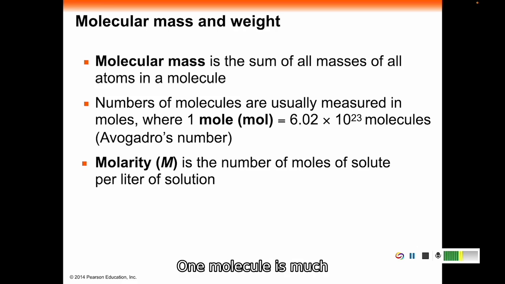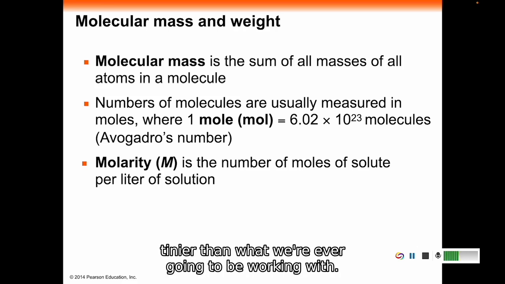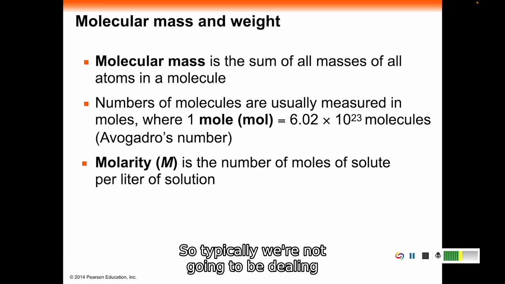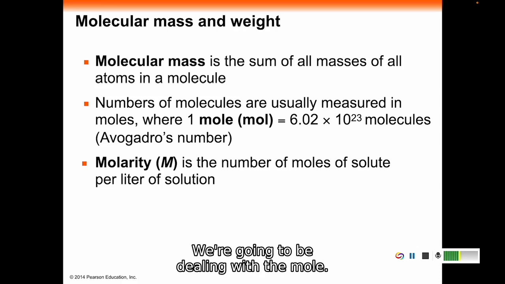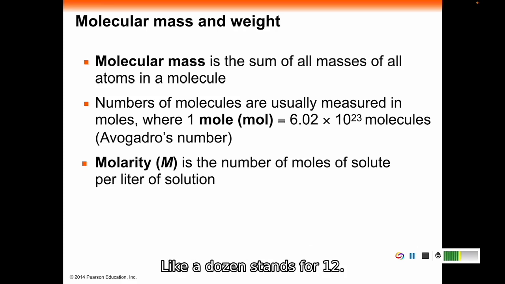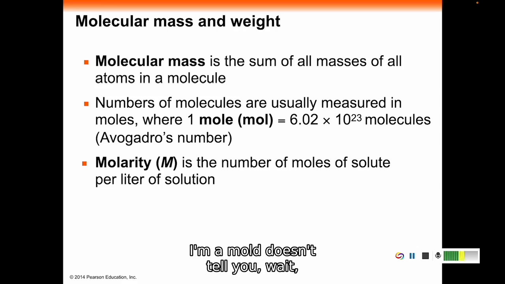One molecule is much tinier than what we're ever going to be working with. So typically we're not going to be dealing with the molecular mass of a molecule. We're going to be dealing with the mole. A mole is just a word that stands for a number, like a dozen stands for 12. A mole doesn't tell you weight. A mole tells you the number of molecules, just like a dozen eggs or a dozen flowers. It doesn't tell you how big it is. It just tells you I have 12 of that.